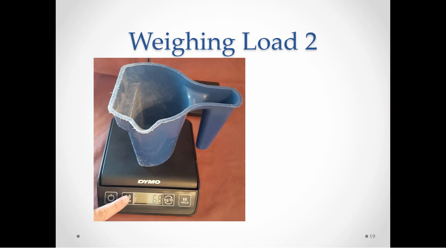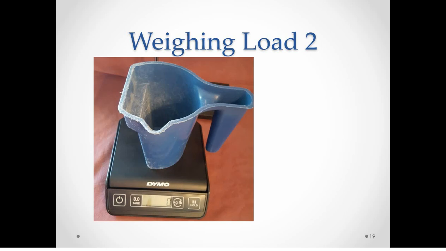At this point, I'm ready to start adding river rocks to the bucket. First, I placed the empty scoop on the scale and pressed the 0 tare button. This then sets the scale to 0 with the scoop resting on it. After taring the scale with the scoop on it, I will be able to measure the mass of the river rocks without having to subtract the mass of the scoop each time.